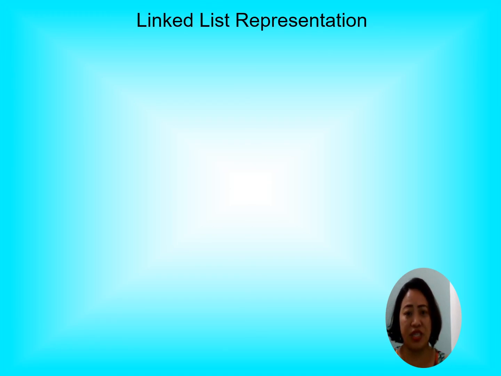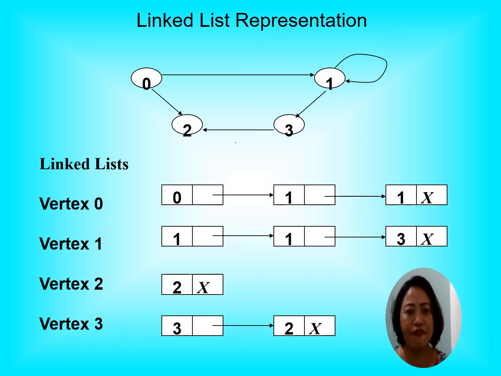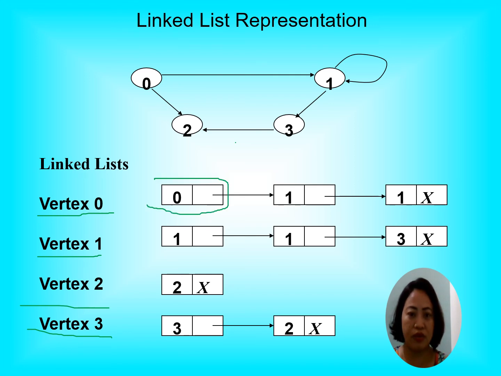Another way to represent a graph is using a linked list. So how are we going to represent it using a linked list? We have here an example. We have vertex 0, 1, 2, and 3. All you have to do is specify all the vertices. So from vertex 0, you simply draw the node. From vertex 0, it goes to vertex 1. And then from vertex 1, it has a loop to itself. So it goes again to 1, and it could end there. That's why it has an X.